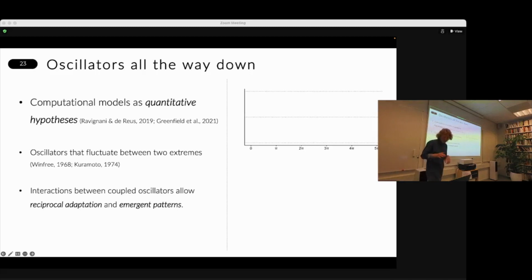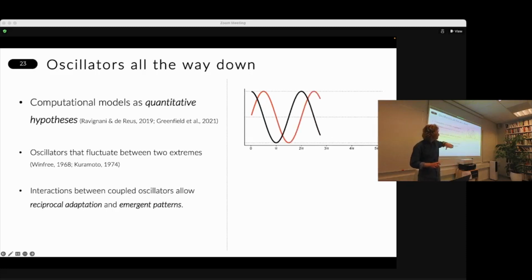So I've made an animation where you need to imagine that the animals vocalize when they hit a point of one, okay? When they hit one on the y-axis. So here we have an animal vocalizing now and now, now and now. Okay, so that's how these computational models work. And what we're then interested in, what's going on?